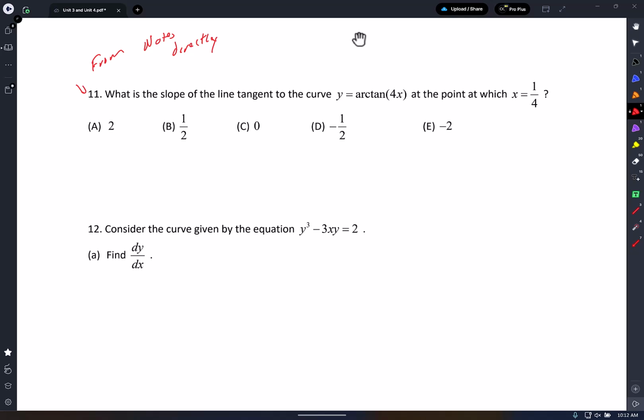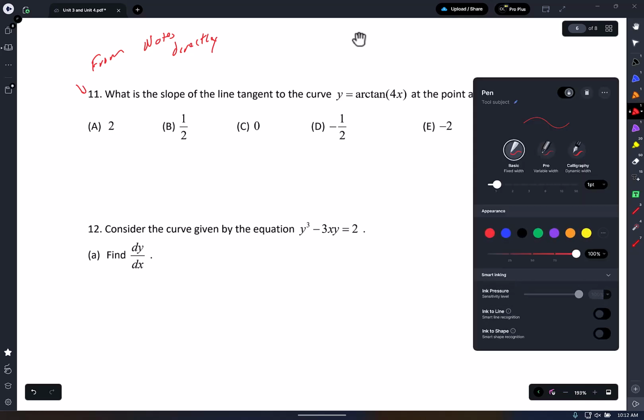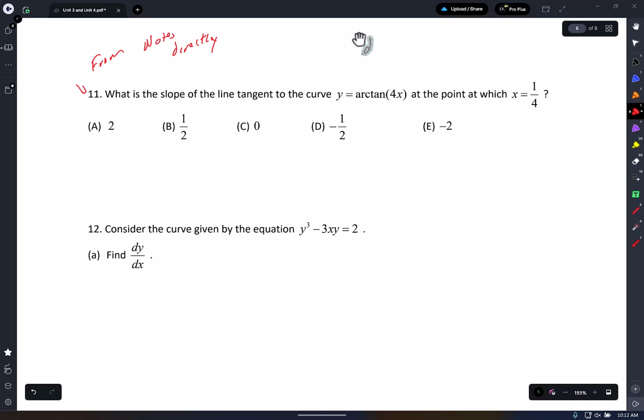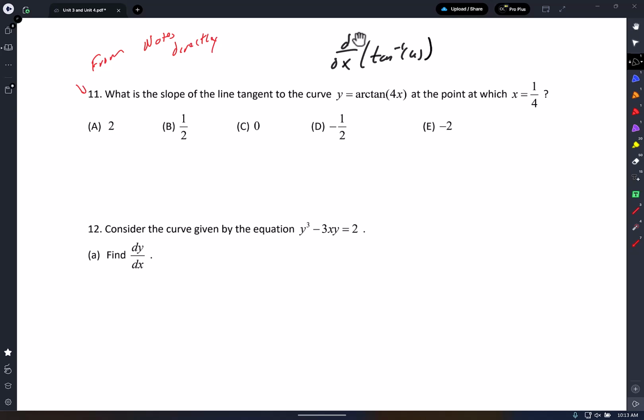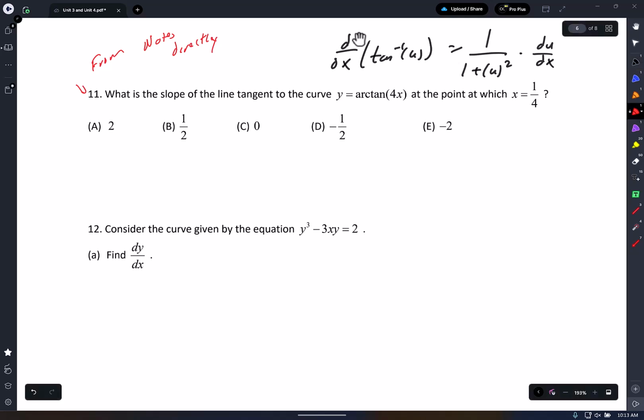What is the slope of the line tangent to the curve y equals arctan 4x at the point at which x equals 1/4? So I'm just going to take the derivative of arctan. Let me give you the derivative first. The derivative with respect to x of arctan of u is 1 over 1 plus u squared times du dx. So that's all I'm going to do, guys.